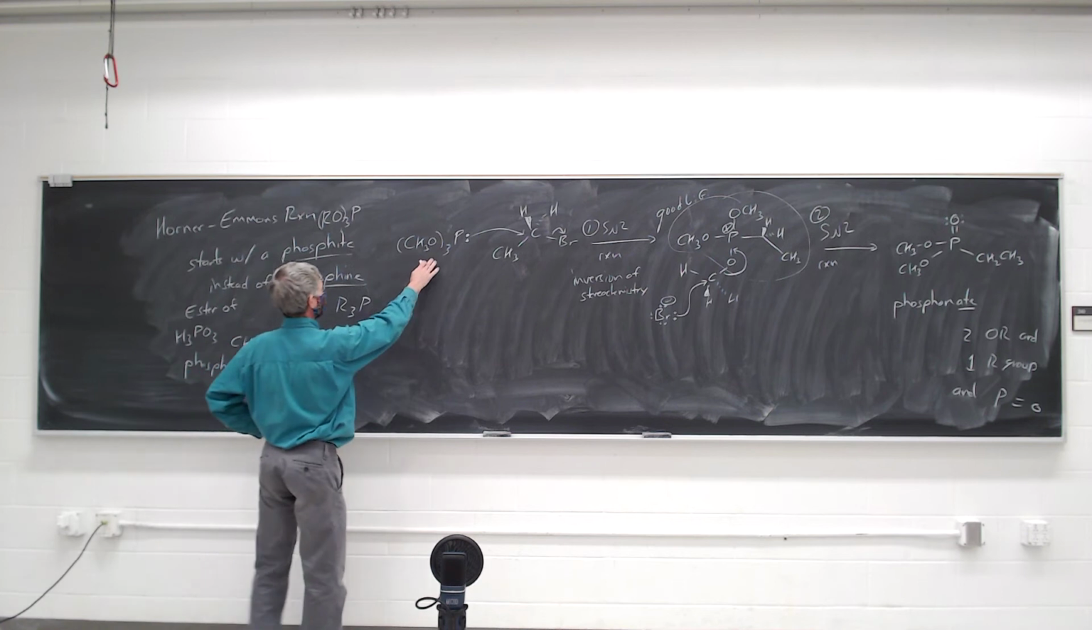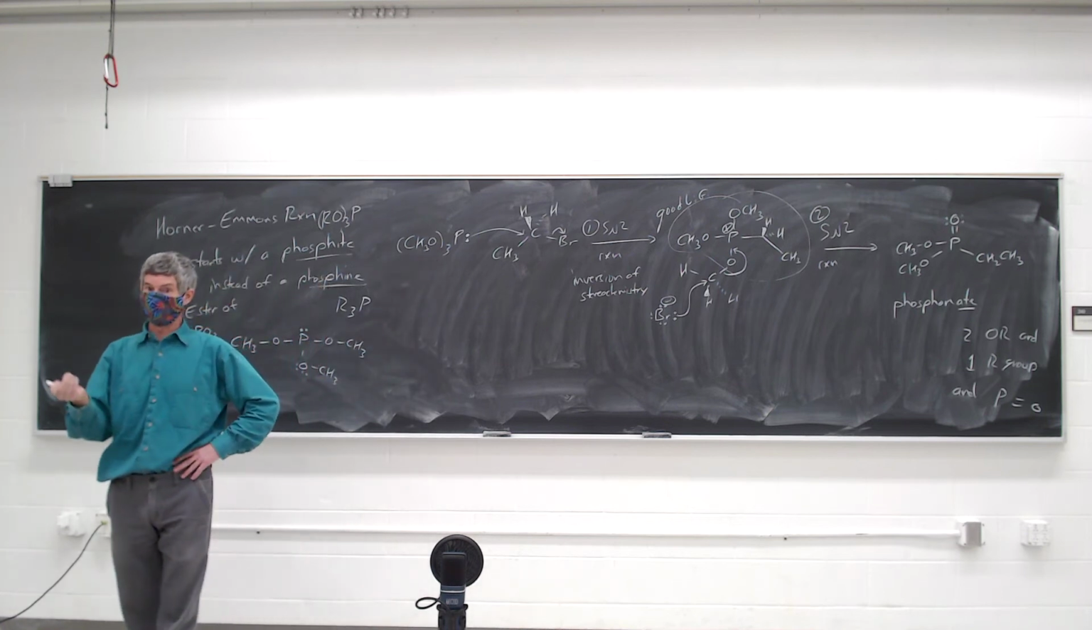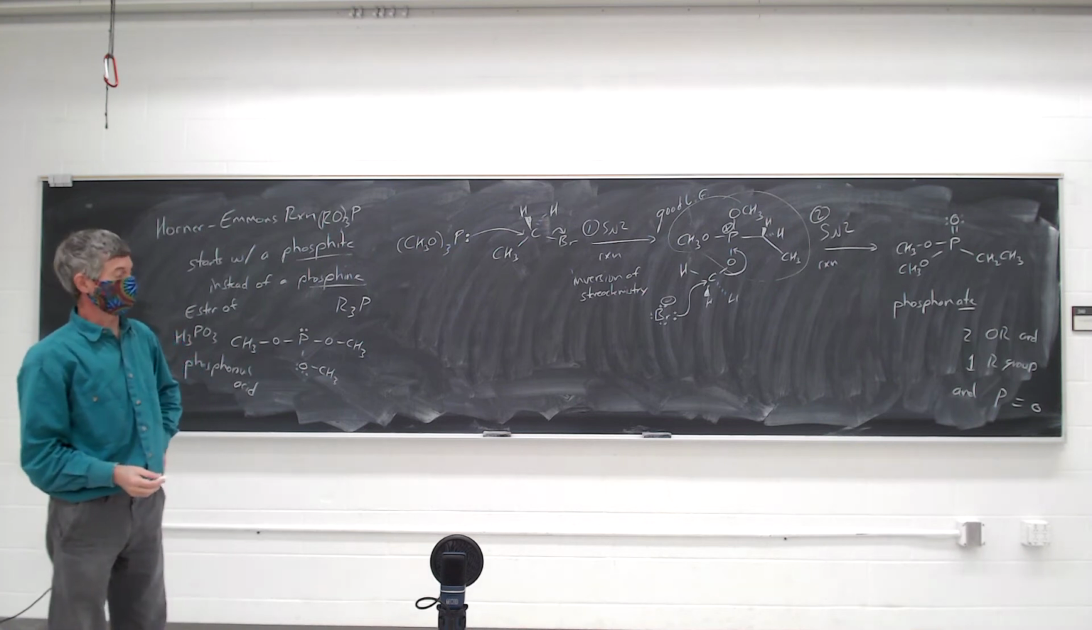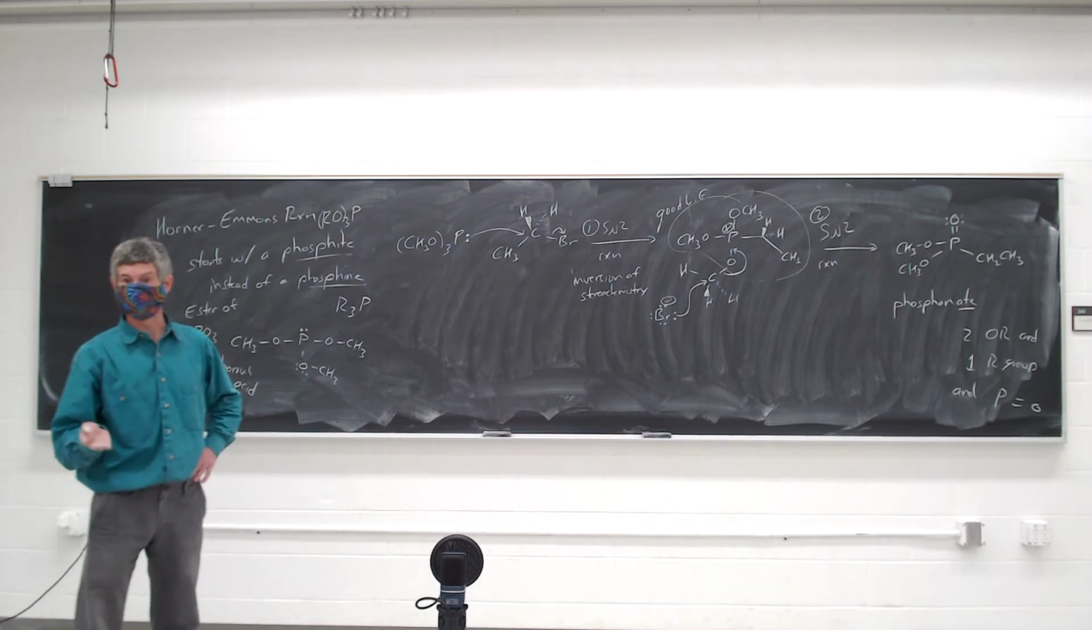Right? The phosphite is a phosphorus 3 species. It's got a lone pair and 3 things attached. Now we've got a phosphorus-oxygen double bond. So that's phosphorus in the +5 oxidation state instead of the +3 oxidation state.